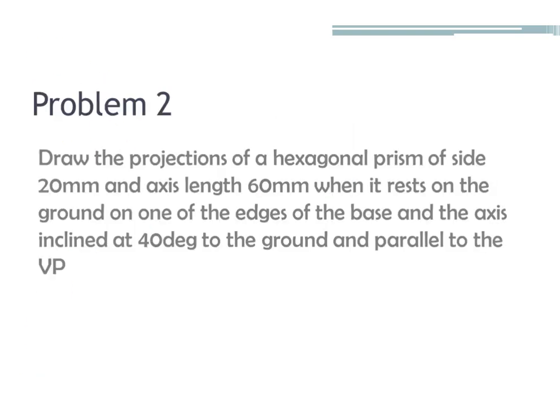So let's pass on to problem number 2. Here the question is to draw projections of a hexagonal prism of side 20 mm and axis 16 mm, and again it's resting on one of its base edges as in the previous case, and the axis is inclined at 40 degrees to the ground and parallel to the VP. Let's see how we can solve this.